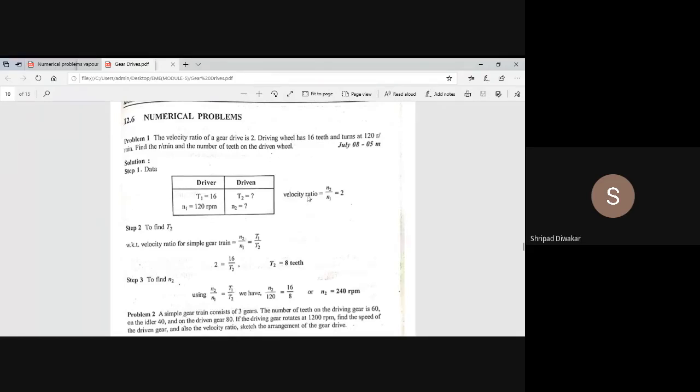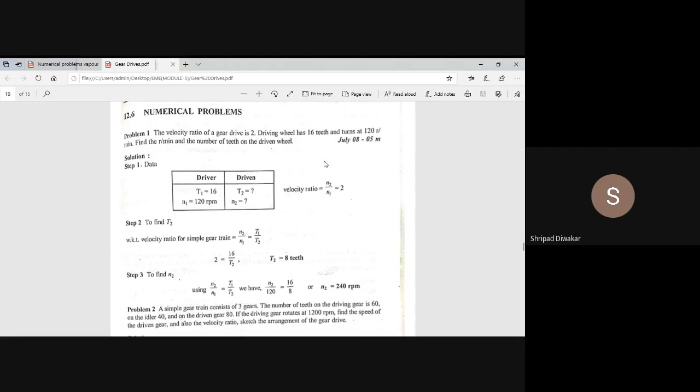The velocity ratio of a gear drive is 2. Driving wheel has 16 teeth and runs at 120 rpm. Find the rpm and the number of teeth on the driven wheel. Okay, so the driver has 16 teeth and rotates at 120 rpm, and for the driven wheel we have to calculate the number of teeth and the speed.